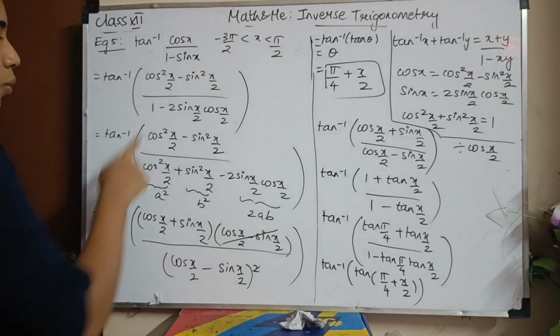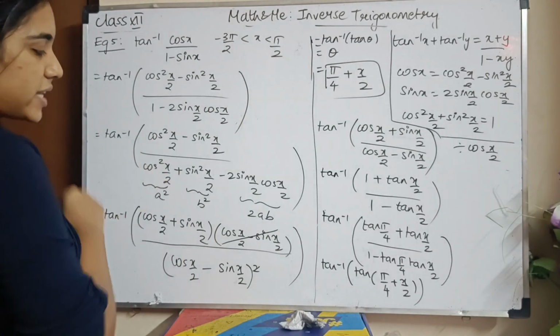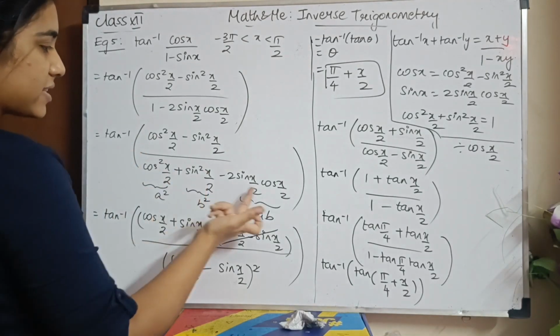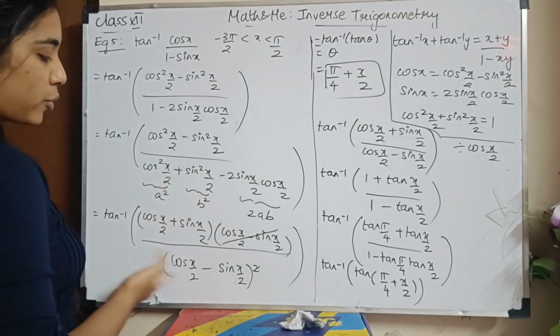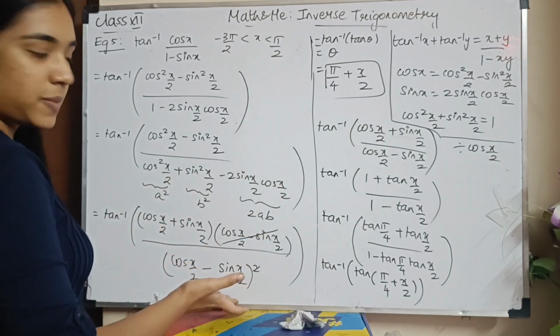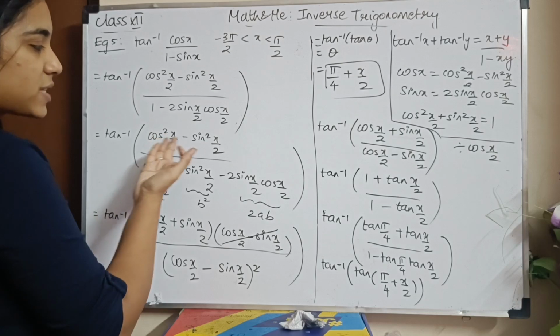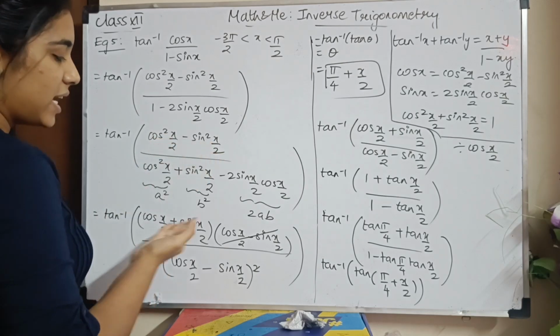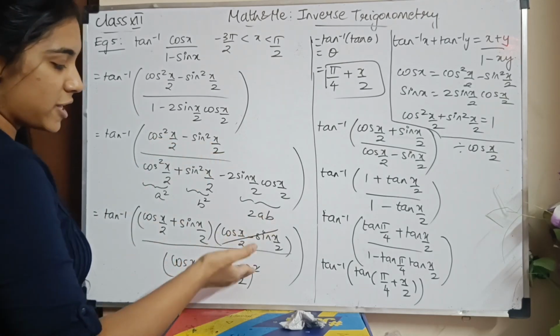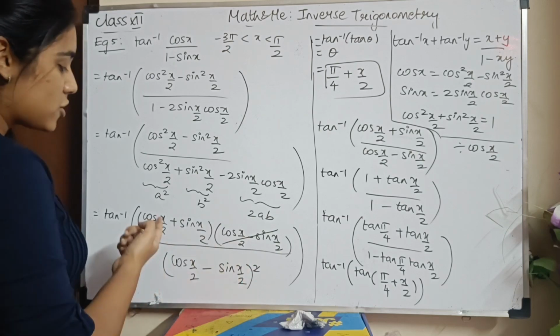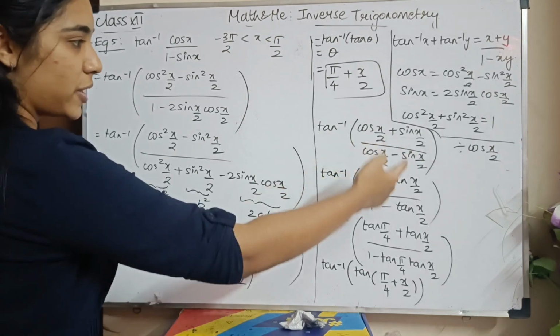Then 1 I can also write as cos square x by 2 plus sin square x by 2. Why did I do this? I see that this is minus 2ab. So with a square plus b square, I can simply write this as a minus b the whole square. In the numerator I have a square minus b square, so I can write this as a plus b into a minus b. One of the a minus b will get cancelled, so I'll be left with cos x by 2 plus sin x by 2 divided by this.